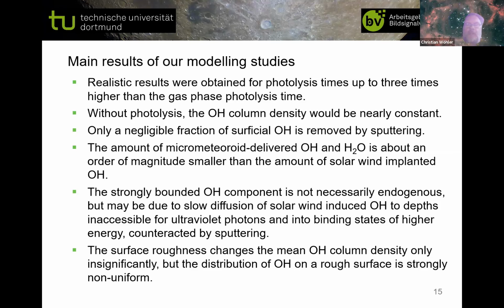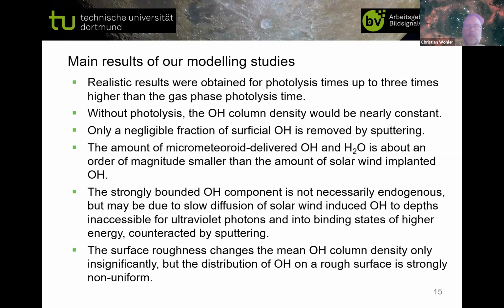Only a negligible fraction of superficial hydroxyl is removed by sputtering. That is something we examined in detail. The sputtering rate is several orders of magnitude lower than the evaporation rate and photolysis rate. The amount of micrometeoroid-delivered hydroxyl and water is about an order of magnitude smaller than the amount of solar wind implanted hydroxyl. Okay, so we neglected it, which is maybe not the finest way to get rid of the problem, but otherwise everything would have become extremely complicated.